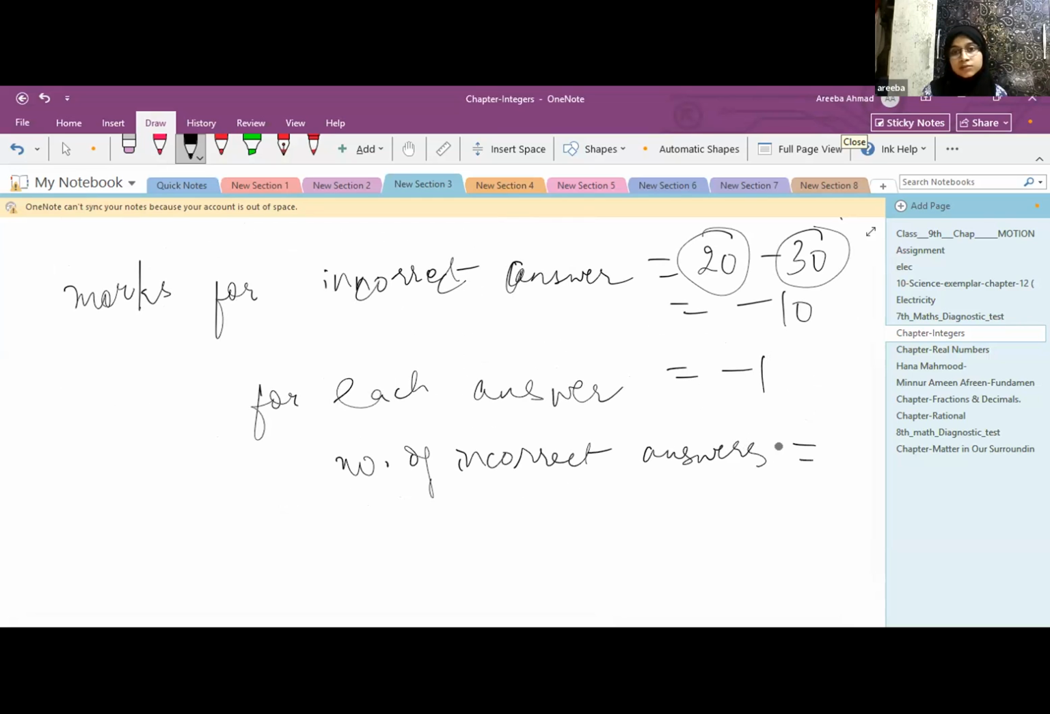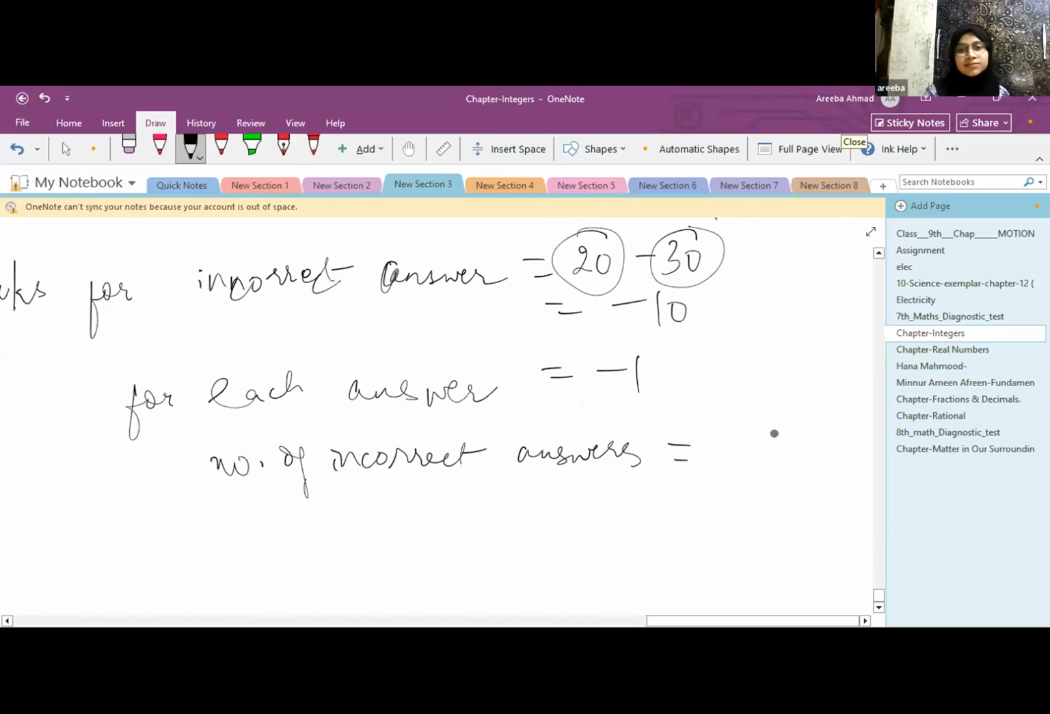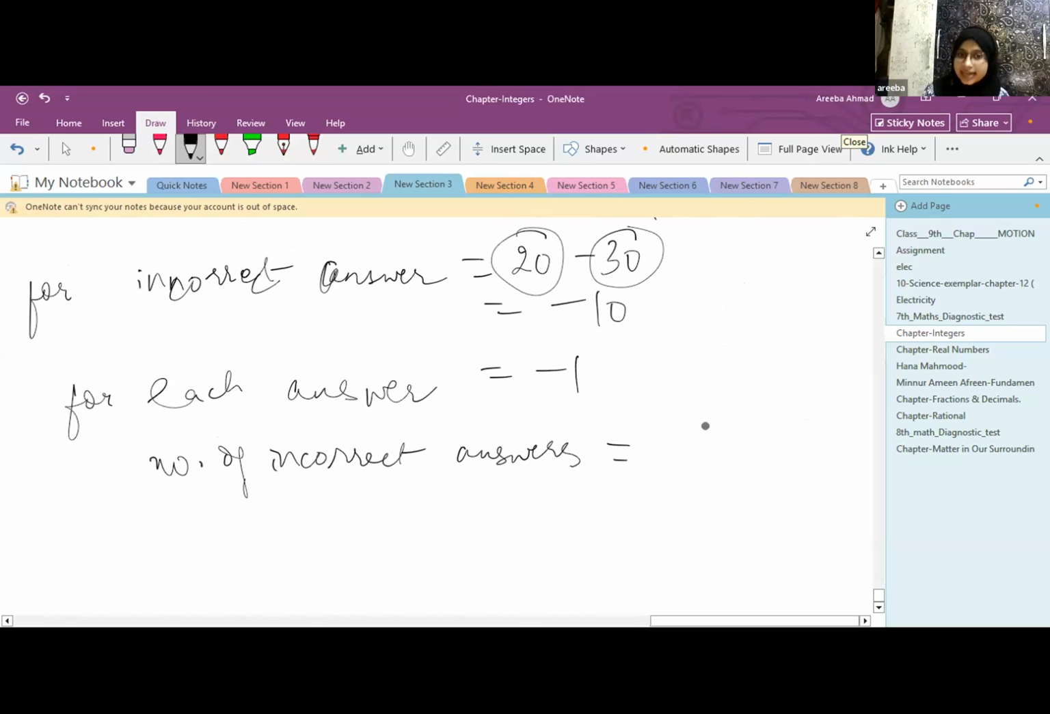-10 plus -1. Divided, yes, -10 upon... I need to find the number now. If I've got the number for 1 and there are a lot of questions, how many of them are there? Then in that case, I divide. Okay. So for how many?